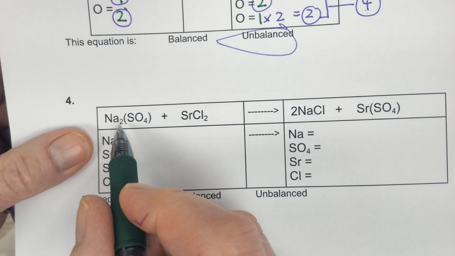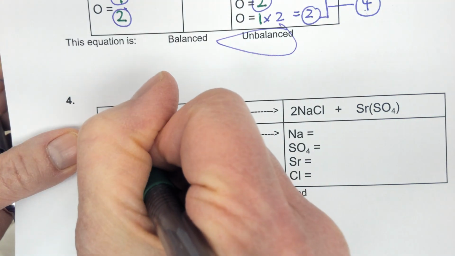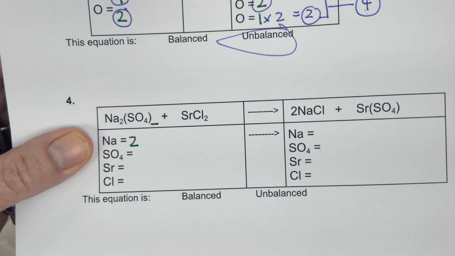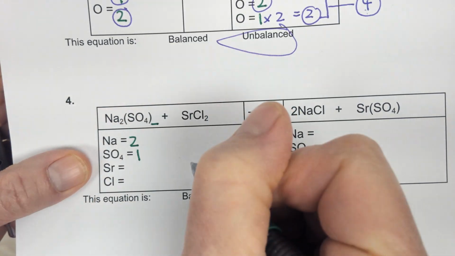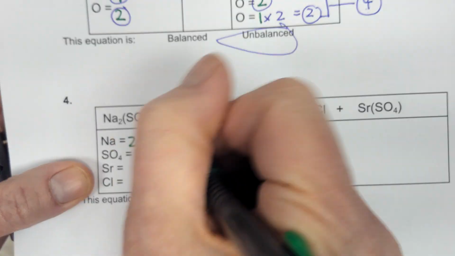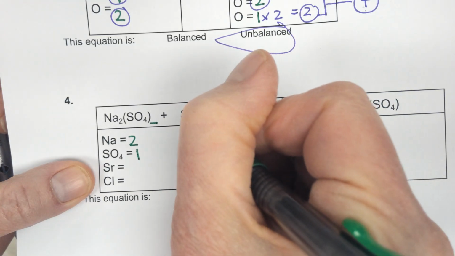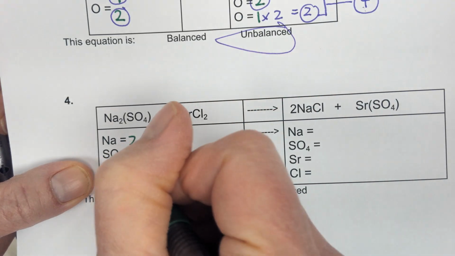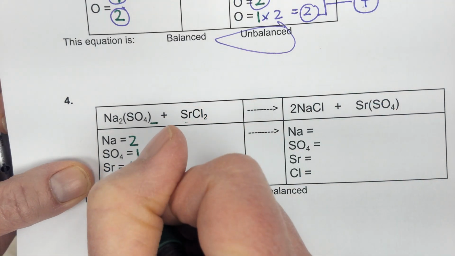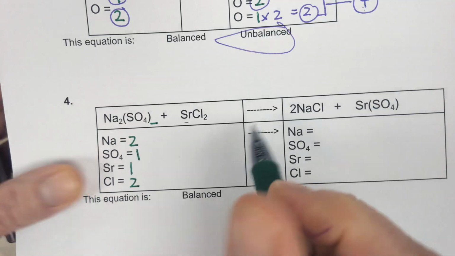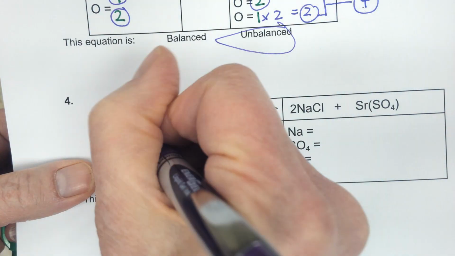Set them equal to subscripts. Na is 2. Looking outside the parentheses, no subscript, so SO4 is equal to 1. No coefficient on this formula. Sr has no coefficient, so that's a 1, and Cl is equal to 2. No coefficients at all on this side, so these are my totals.